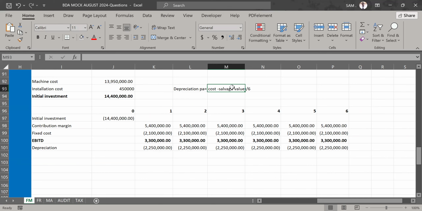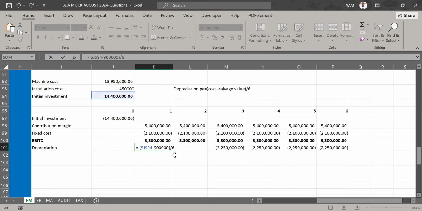Then we divide by the total useful life of the machine, which is 6 years. That gives us depreciation per annum. That is how we got this 2250,000. I hope we are together there.